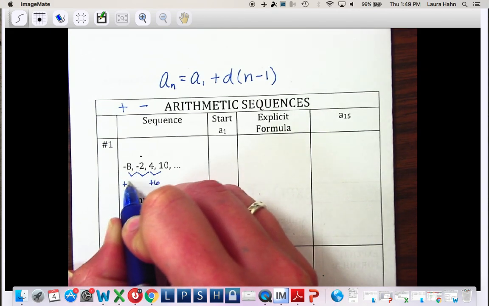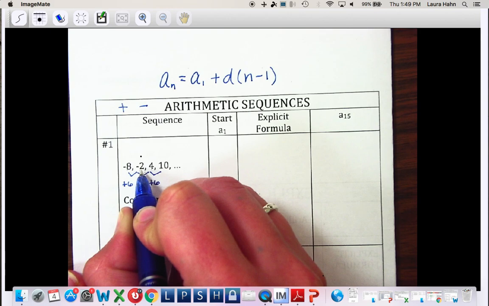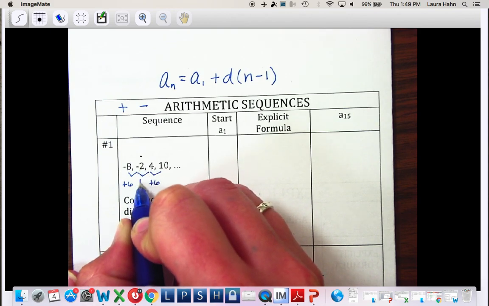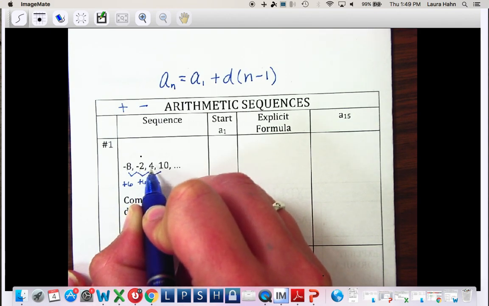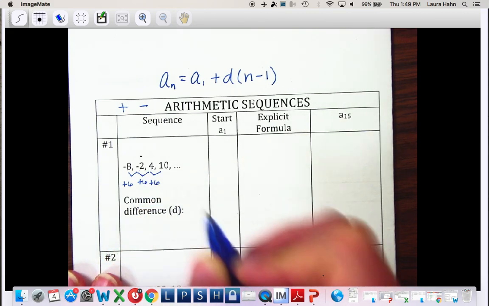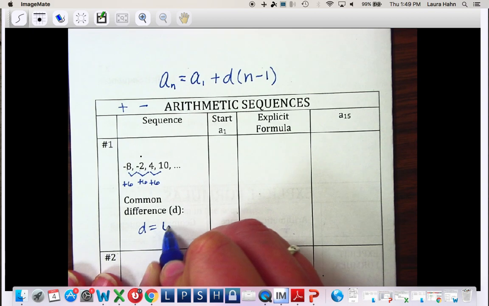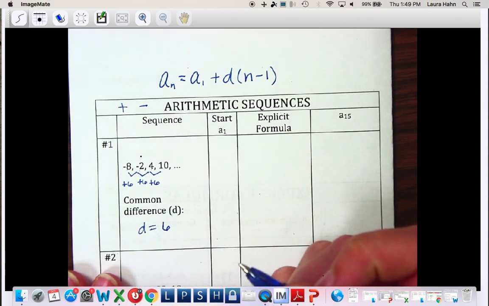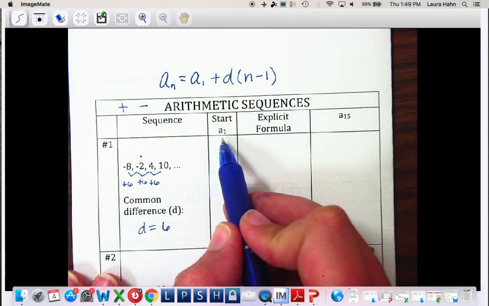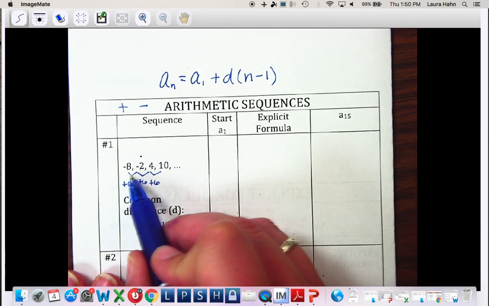-8 plus 6 is -2. -2 plus 6 is 4. 4 plus 6 is 10. So I know my common difference, d, is a positive 6. Okay, a sub 1, the first term. So my very first number is a -8.